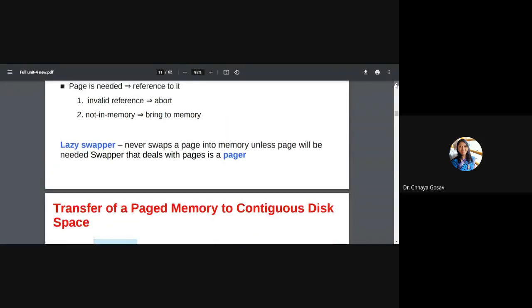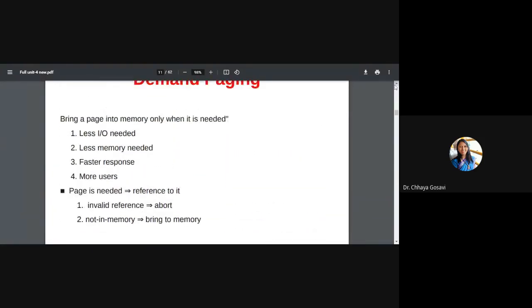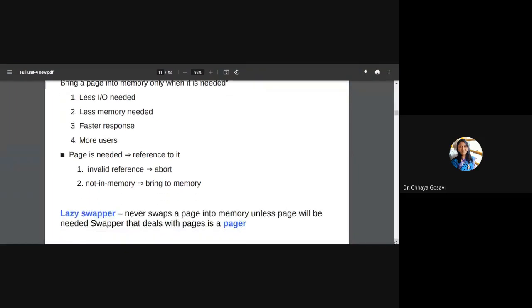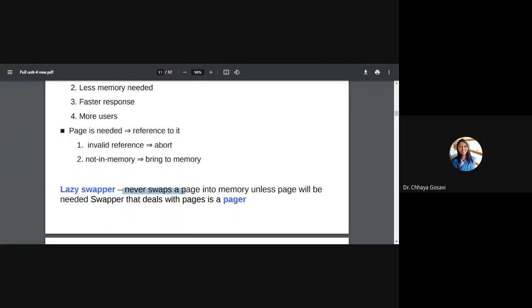Lazy swapper, this term I think I missed. In demand paging, we have seen we bring a page into main memory only when it is needed. When the page is needed, we refer to it. The term is lazy swapper, which never swaps a page into memory unless the page will be needed. So this swapper that deals with pages is called a pager or lazy swapper. In case of normal paging, swapping is not required, as all the pages are loaded into main memory. But in case of demand paging, the swapper will be called only when there is a page fault, that is, the page is not in main memory.